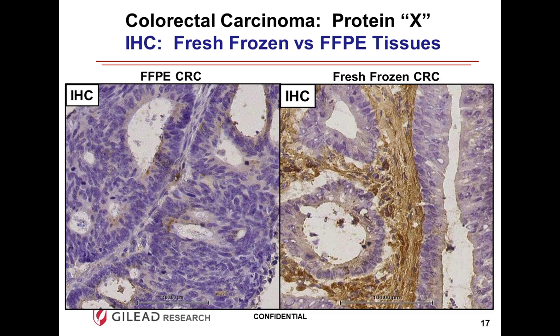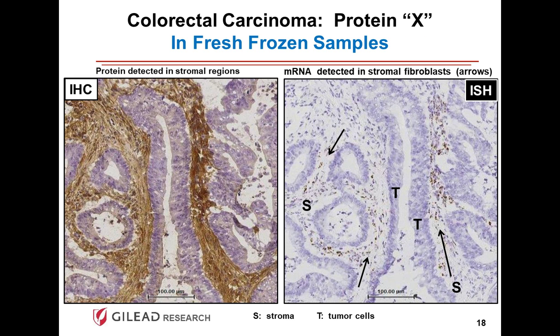So what we did was look at the fresh frozen component of this tissue. This is not a serial section, but I will show you a few in the next couple of slides. We got this result on the right, where we stained protein X antibody on fresh frozen colorectal carcinoma tissue. A very different staining pattern. We see a lot of staining in the stroma and no staining in the tumor cells. And we wanted to know, is this specific? Is this correct?